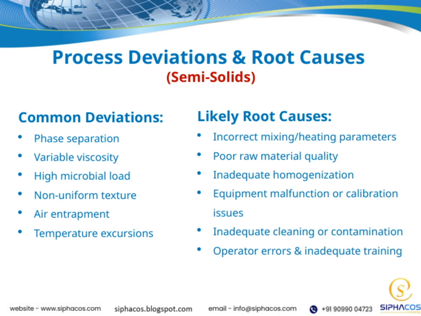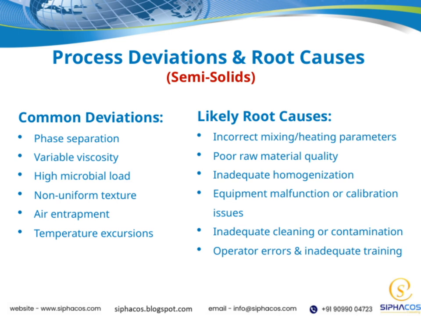Inadequate cleaning or contamination is another culprit that can lead to microbial growth or product spoilage. Operator errors and insufficient training are frequently behind deviations, especially if the team isn't fully familiar with the process nuances. Now, looking at the common deviations we see, phase separation is a clear sign that something went off in the mixing or stability of the product.